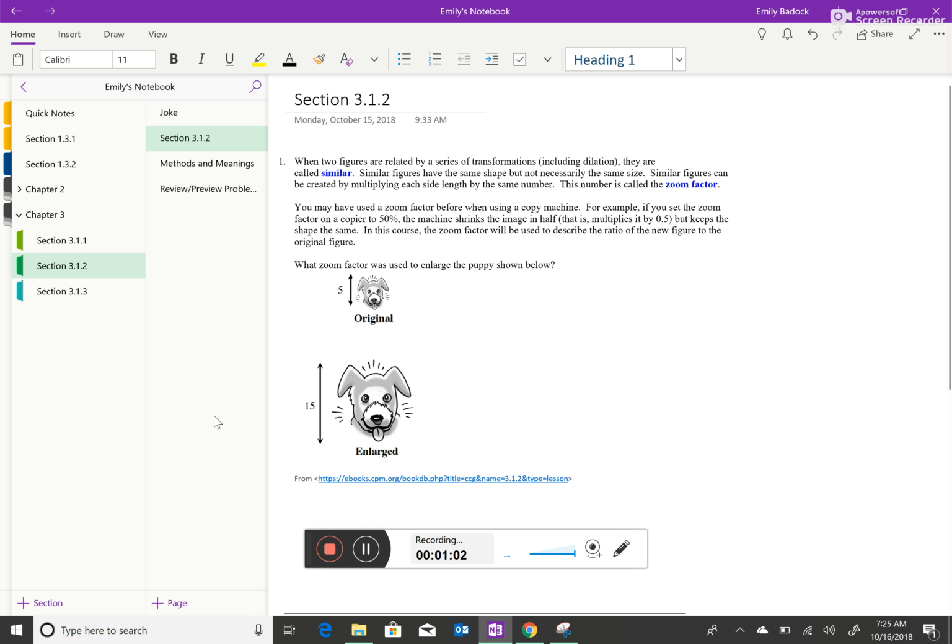The way that I like to think about similarity is when figures are related by a series of transformations, including dilations, they are called similar. Similar figures have the same shape, but not necessarily the same size. Similar figures can be created by multiplying each side length by the same number. This number is called the zoom factor. So you'll hear me ask you a lot, hey, what's the zoom factor? What are you dilating it by? How are these images similar?